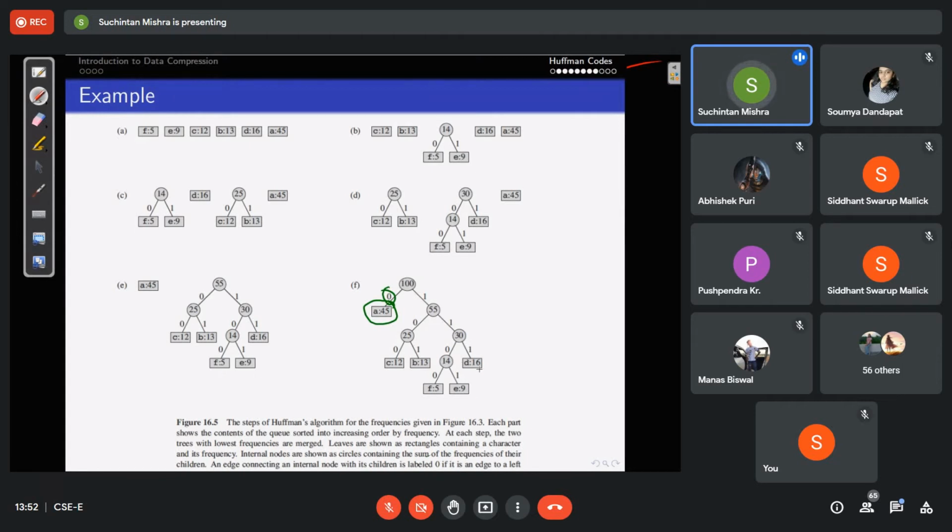And the one whose frequency is the lowest is present at the lowest level, and they are getting the largest number of bits in the code word. F has the lowest frequency, so it has a 4-bit code word, which is 1, 1, 0, 0. But A has the largest frequency, that is why its code word is a single bit. Is it clear or any doubts?